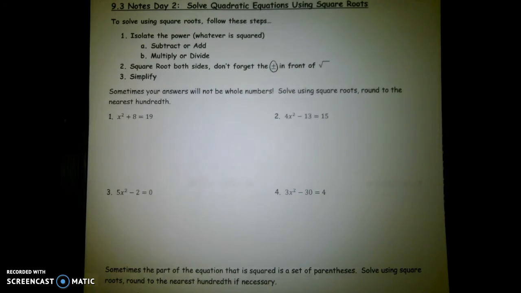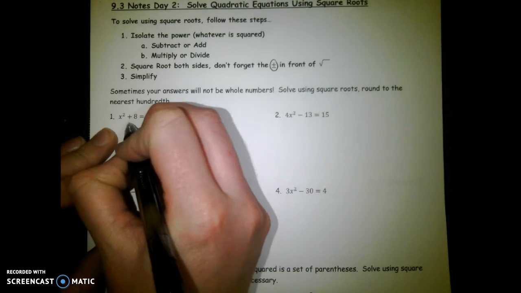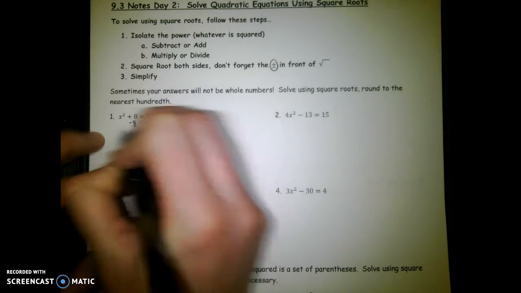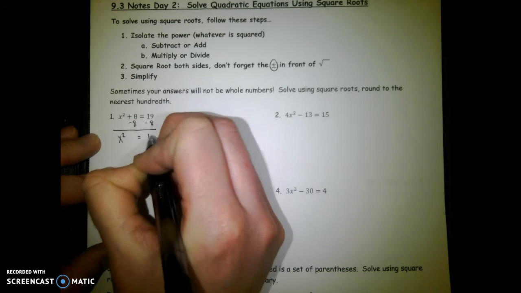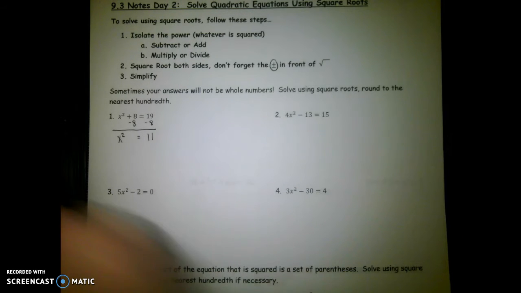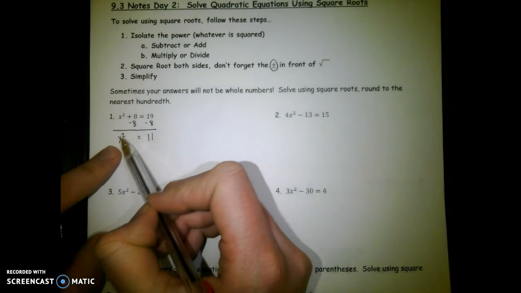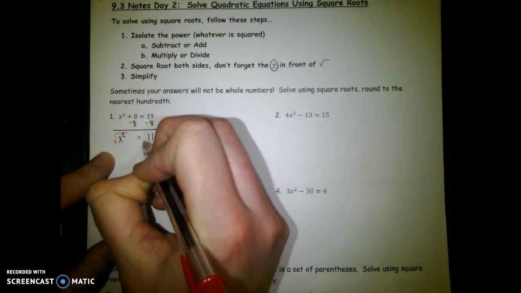When we put a square root into an equation, we have to think about that there's both a positive and a negative answer. And then step 3 is simplify. So let's try number 1. X squared plus 8 equals 19. We're going to subtract 8 on both sides. Our second step, once we have the square isolated, is to square root both sides.